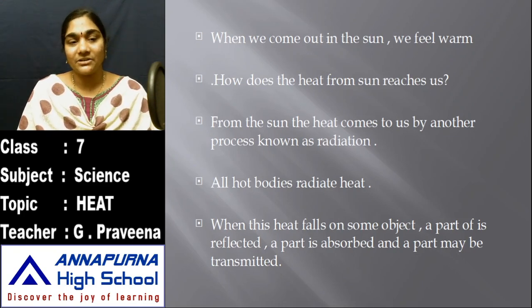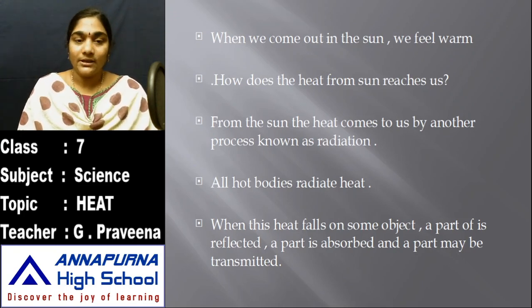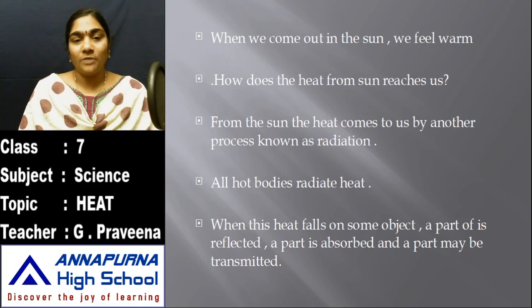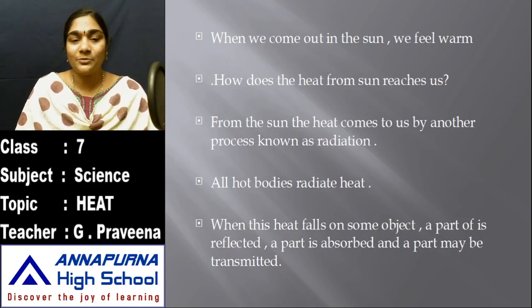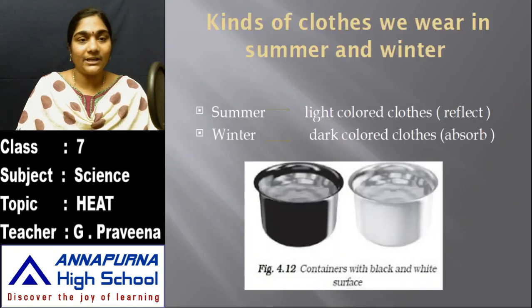So the heat comes to us from the sun by the process known as radiation. When this heat falls on some object, a part of it is reflected, a part is absorbed, and a part may be transmitted. The complete heat given out by the radiating body is not absorbed by the object. Only a small amount is absorbed, some is reflected, and some is transmitted from one object to another. So here is an activity to prove that.